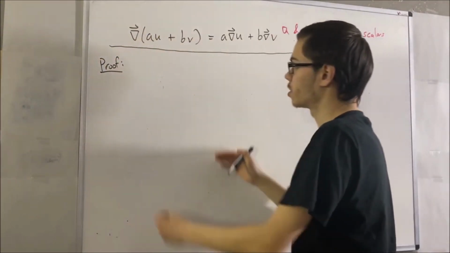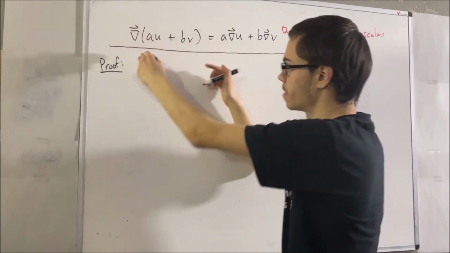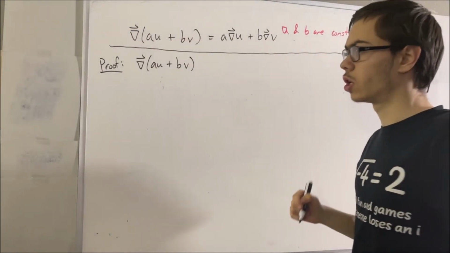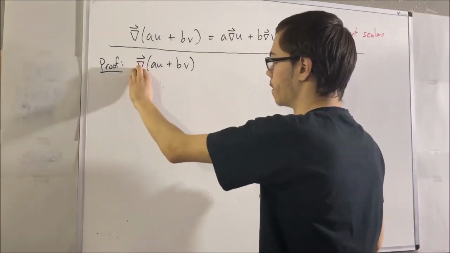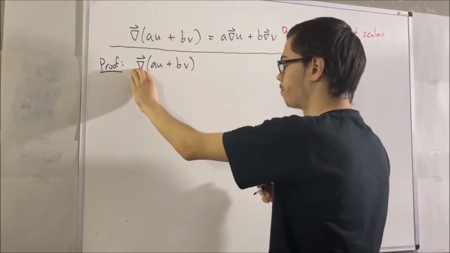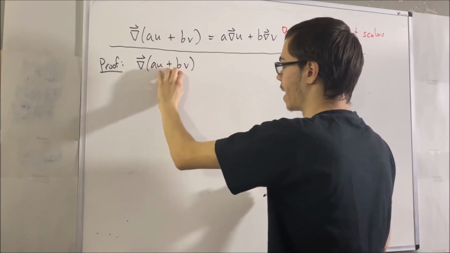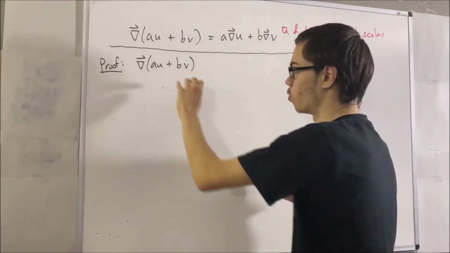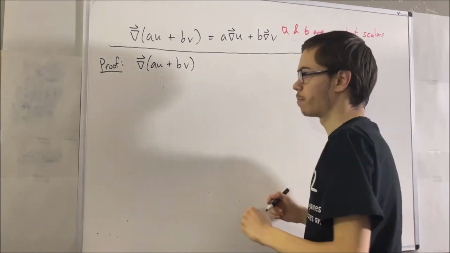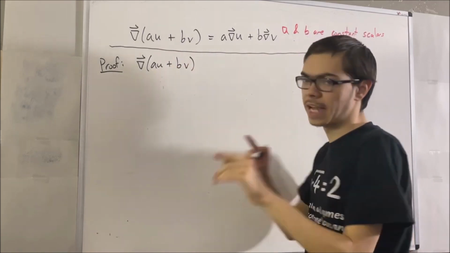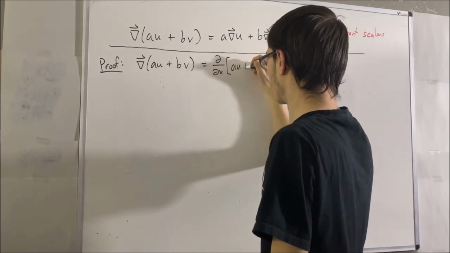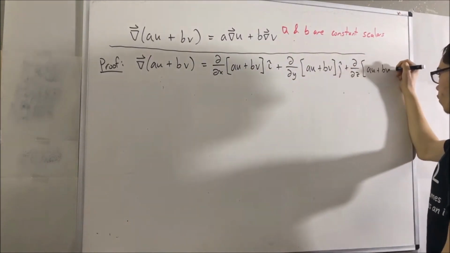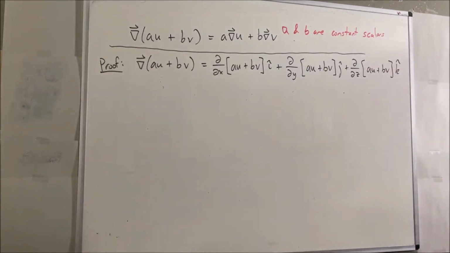So to prove this, I'll start by rewriting the left side of the equation. And so now we're just going to recall the definition of gradient. It's going to be the partial derivative with respect to x of this thing in the i direction, plus the partial derivative with respect to y of this thing in the j direction, plus the partial derivative with respect to z of this thing in the k direction. And so that's basically what it is.